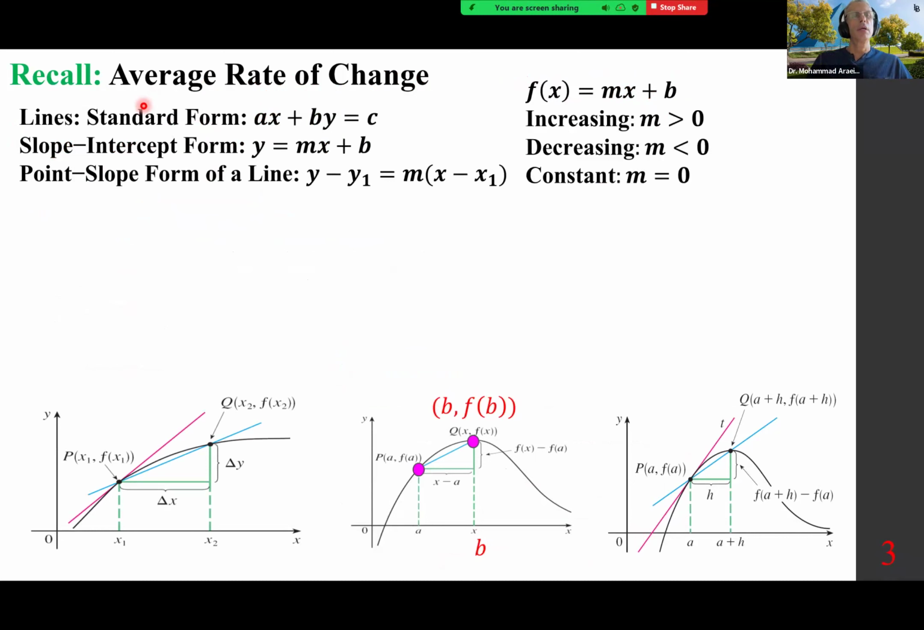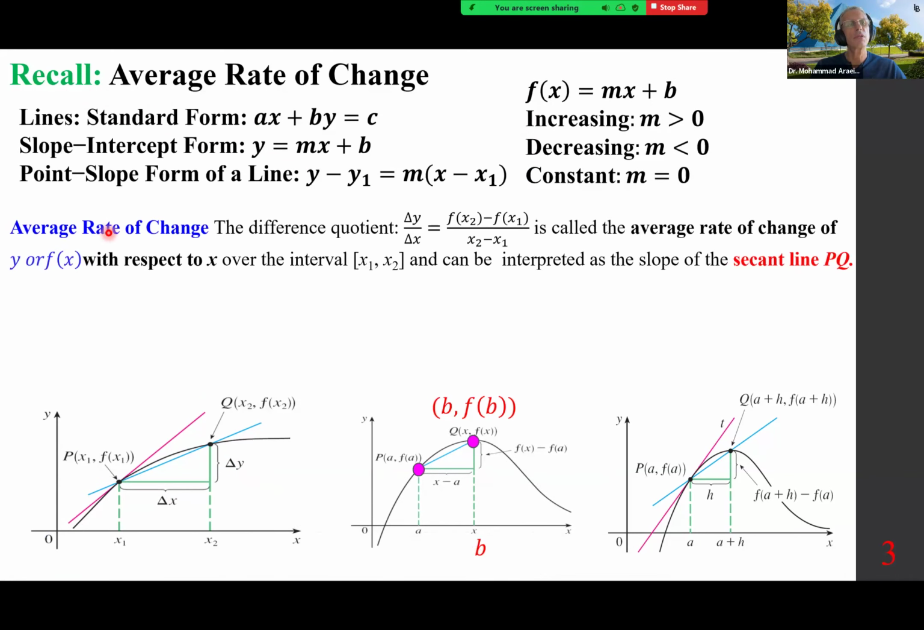So reminding everybody of what we have studied, the average rate of change. Lines are in the form of standard form ax plus by equals c, slope intercept form y equals mx plus b, point slope form y minus y1 equals m times x minus x1. A function mx plus b is increasing when m is positive, decreasing when it's negative, constant when m is 0. And as you can see from the graph, when you connect 2 points, you get a secant line.